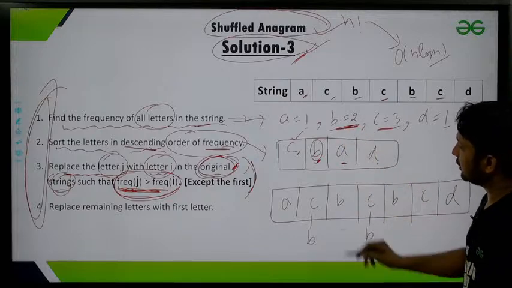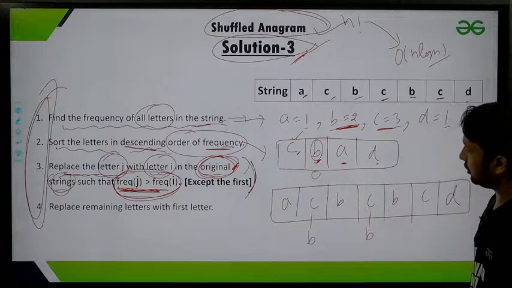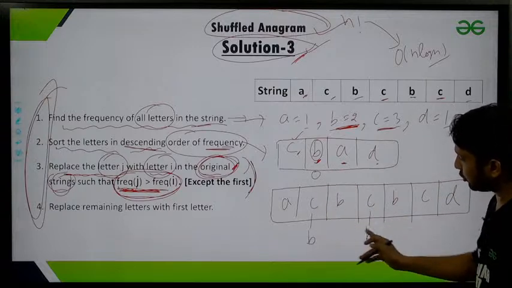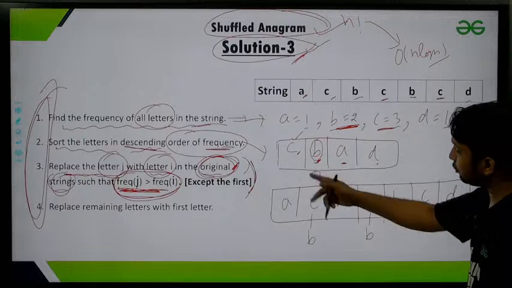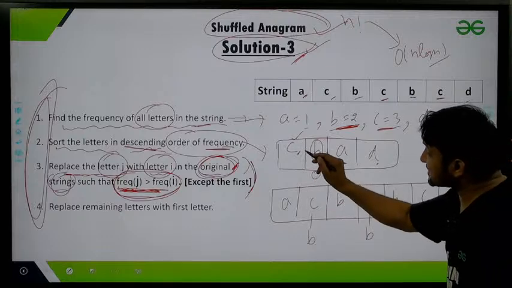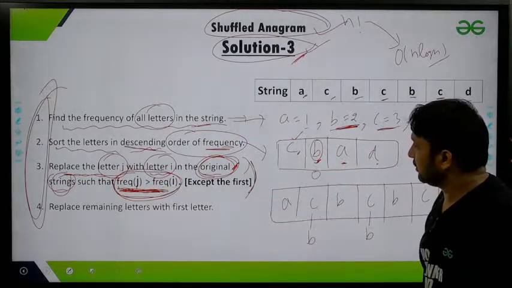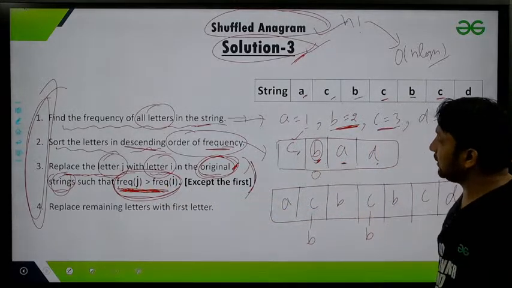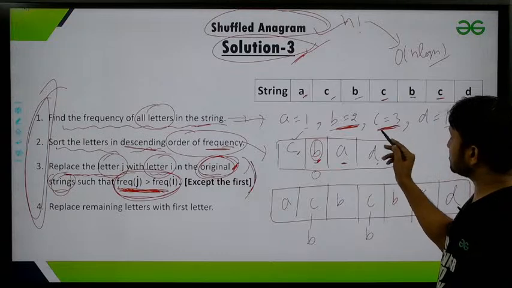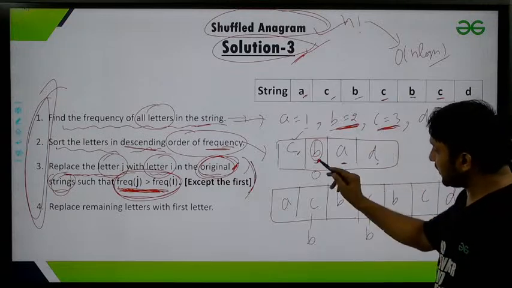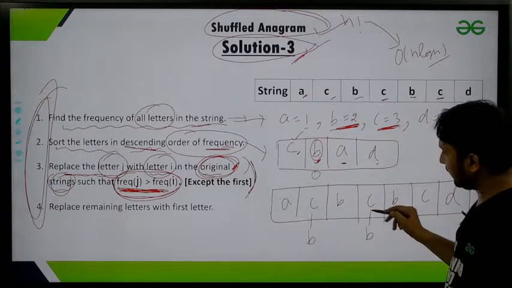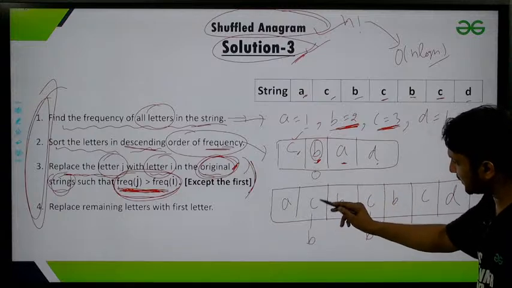I have 2B, so I am left with 0B now. So for 2C, I put B. Why do I put B? Because B has less frequency than C, and that satisfies this condition. C has higher frequency than B: C's frequency is 3 and B's frequency is 2. That's why I am putting B below in place of C.